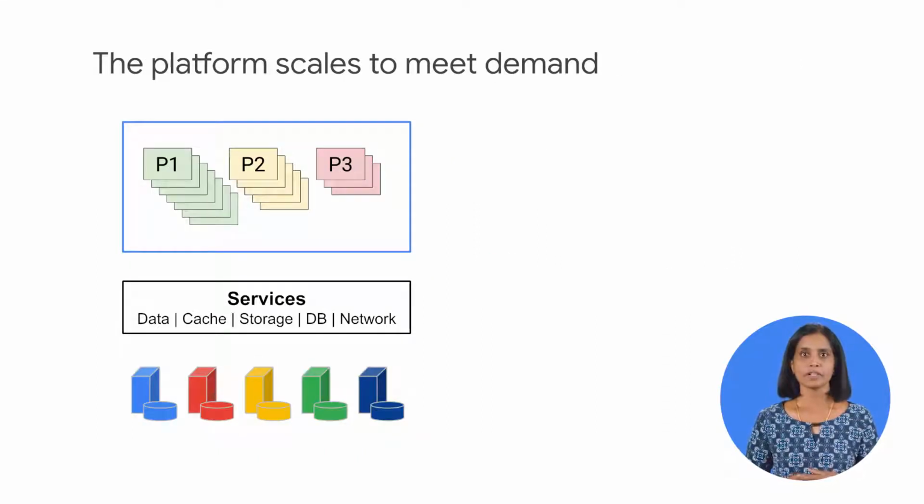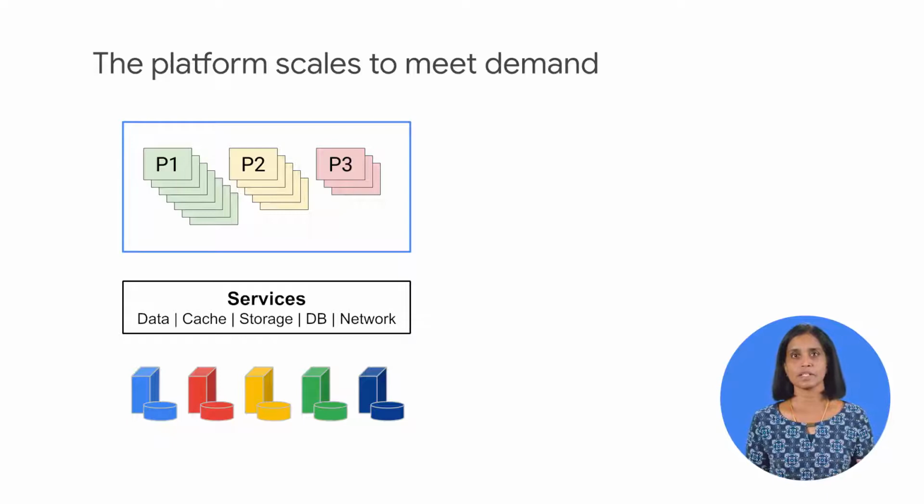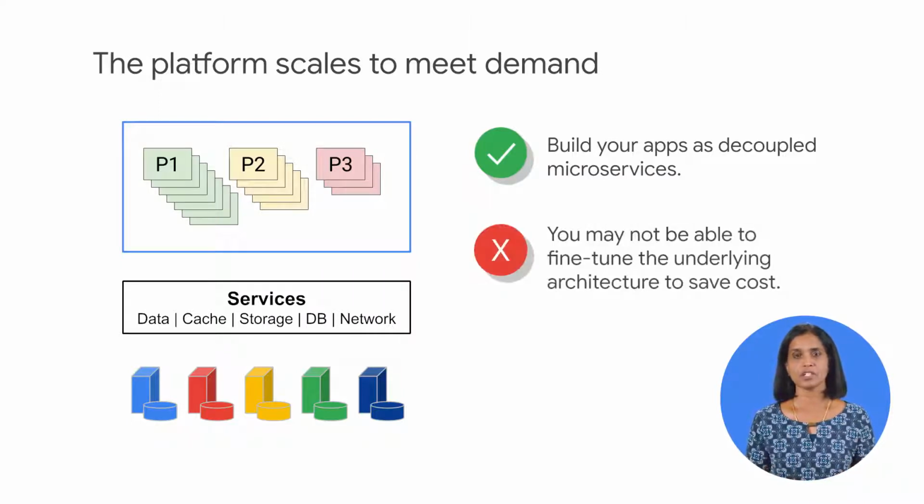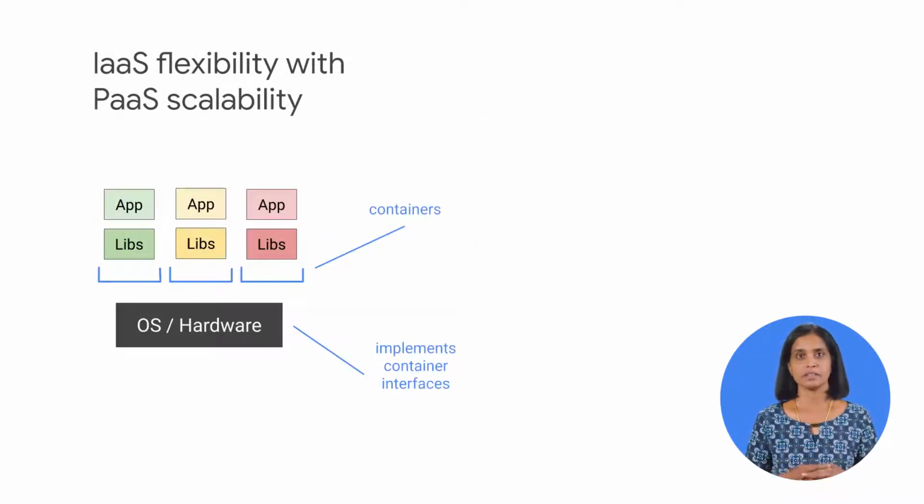As demand for your app increases, the platform scales your app seamlessly and independently by workload and infrastructure. This scales rapidly and encourages you to build your applications as decoupled microservices that run more efficiently. But you won't be able to fine-tune the underlying architecture to save cost. That's where containers come in.